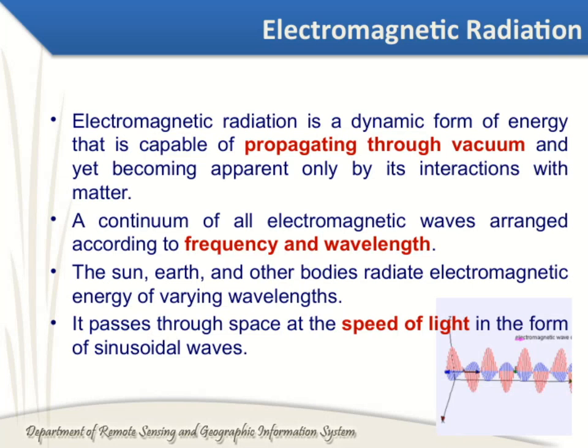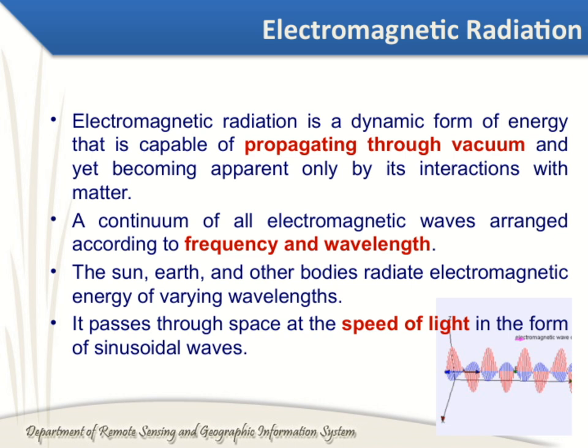Electromagnetic radiation is a fascinating form of energy that's constantly moving and changing. It's capable of propagating through a vacuum, which means it doesn't need a medium like air or water to travel. And interestingly, we only become aware of this energy when it interacts with matter, such as our eyes detecting visible light or instruments sensing other wavelengths.